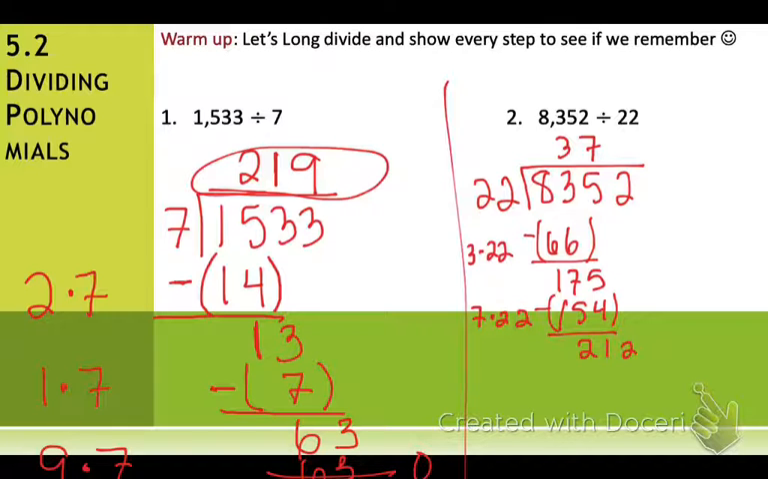22 goes into 212 9 times. And again, I'm going to take this 9 times the 22 and get 198. And subtract that, and left over there is 14.